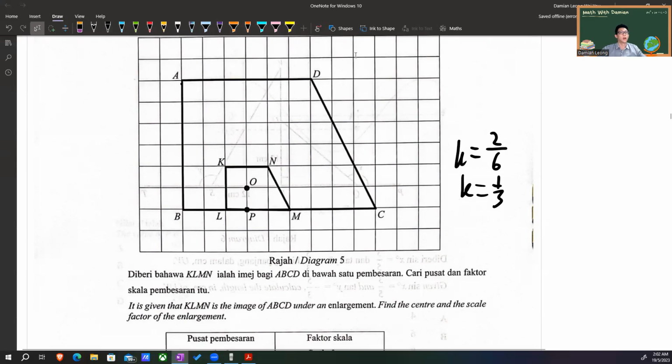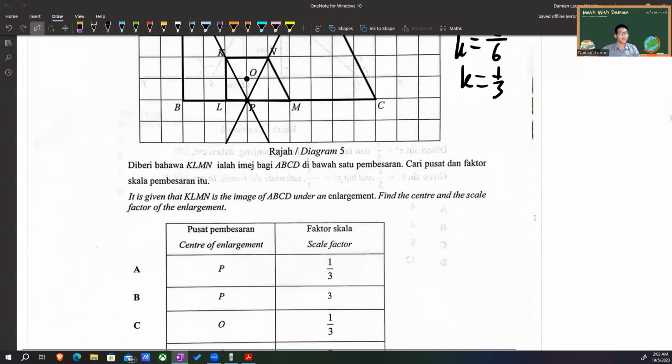Center of enlargement, we just draw a straight line connecting the equivalent points. This one. And I can use this one. They will intersect at the center of enlargement, which is the point P here. So scale factor 1/3, center of enlargement P. Answer 8.